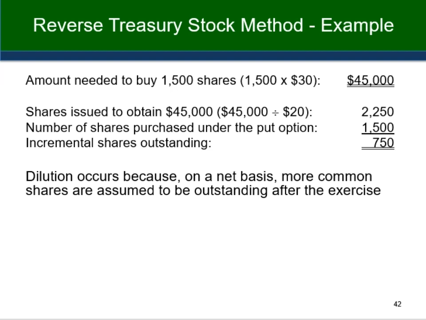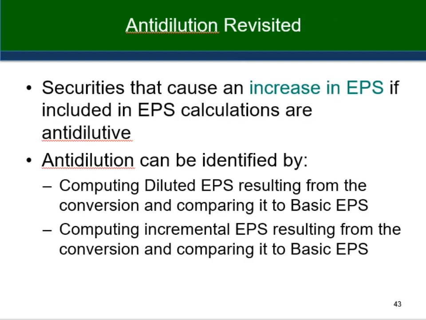Anti-dilutive potential common shares are irrelevant because if they were issued, they would result in more diluted earnings per share calculations than the basic earnings per share, and so those numbers are essentially anti-dilutive. So securities that cause an increase in earnings per share, anti-dilutive, we wouldn't actually include those in diluted earnings per share. So we only compute diluted earnings per share for the potential common shares which are dilutive in their effect.